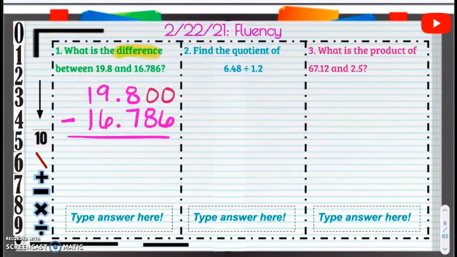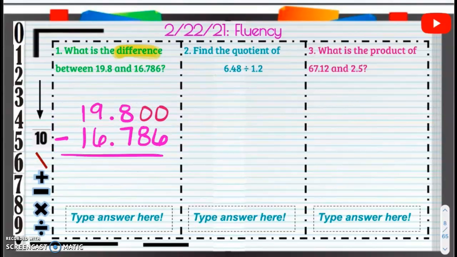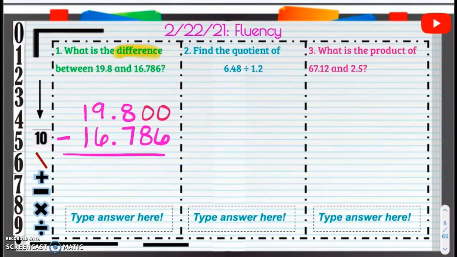So when we subtract 0 minus 6, we cannot do. Let me move this down a little bit. There we go. 0 minus 6 we can't do, so we have to borrow. Oh, we can't borrow from that 0, so we have to borrow from this 8. The 8 becomes a 7 to make this one a 10. Now that this is a 10, we can borrow from this 10 to make it a 9 to make this a 10. 10 minus 6 is 4. 9 minus 8 is 1. 7 minus 7 is 0.